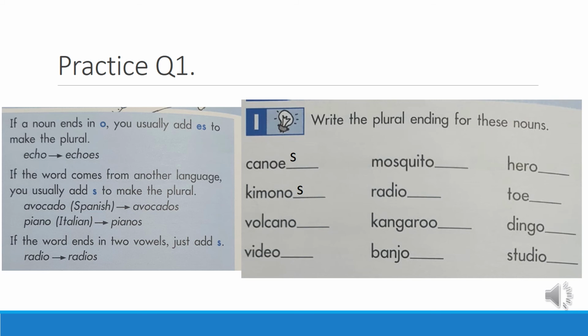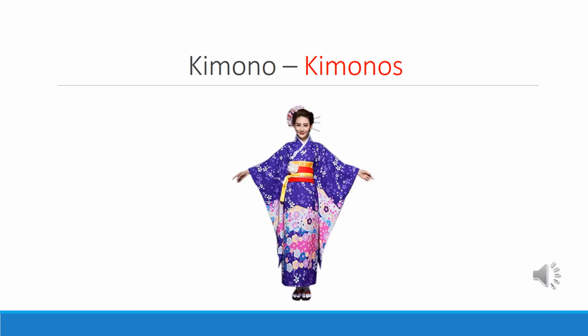Aha, look at the word below canoe. Kimono. Okay, that's a tricky one because this word comes from another language. It comes from the Japanese language and it means a traditional costume Japanese people wear. So the plural form of kimono is kimonos, only s, because remember, if the word comes from another language, we don't add es. Instead, we only add s.